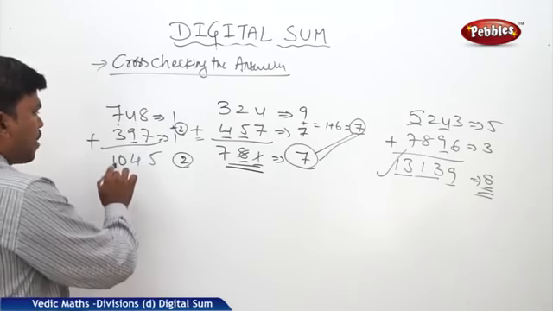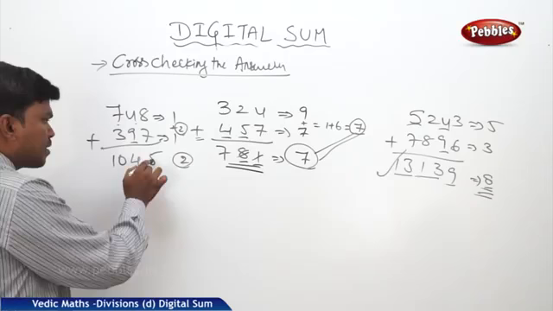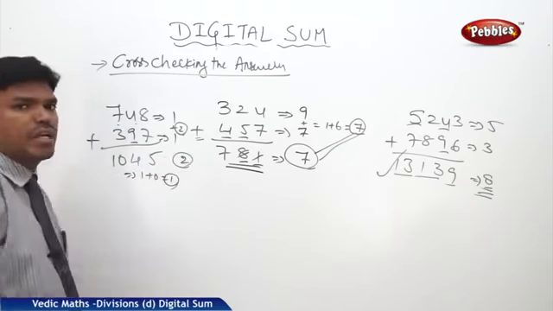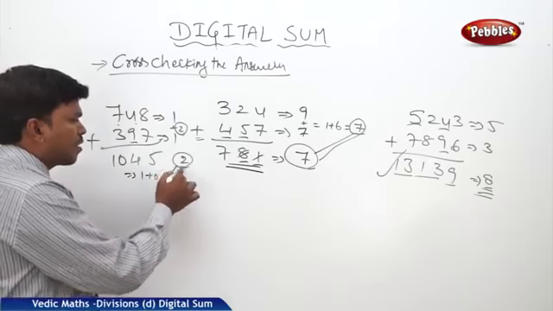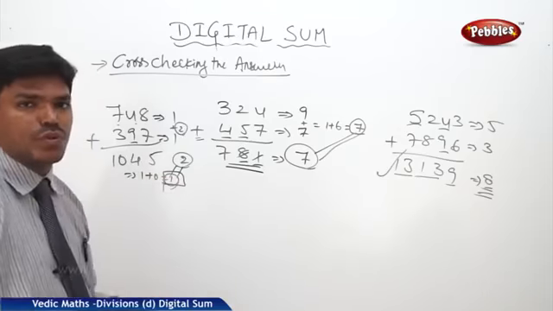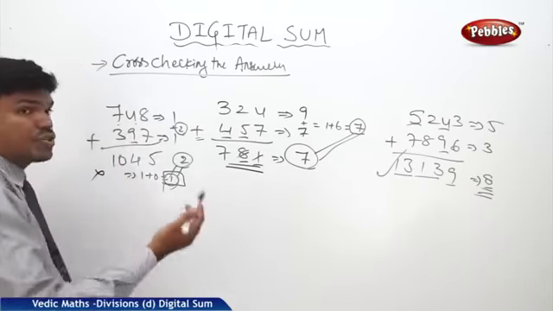Now check. 1, 0, 4, 5. 1 plus 0, 1. 1 plus 4, 5. 5 plus 5, 10. 10 means 1 plus 0, 1. It is not matching with the digital sum. I got the digital sum as 1, but actually you have to get it as 2. So my answer is wrong. So what is the actual answer? You can cross check like that.